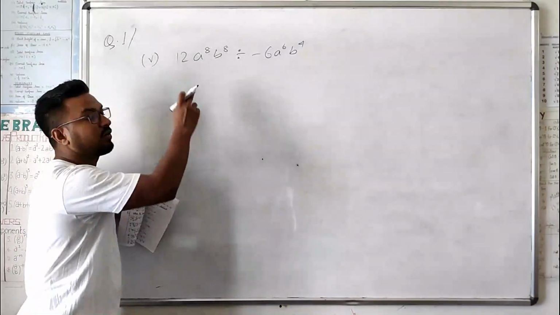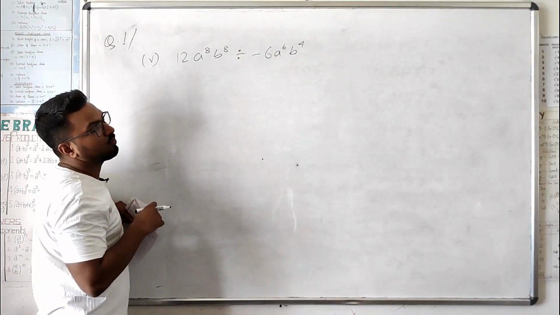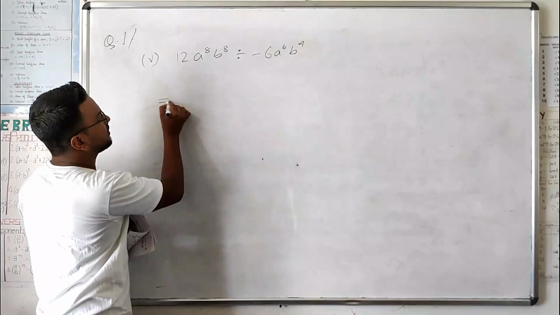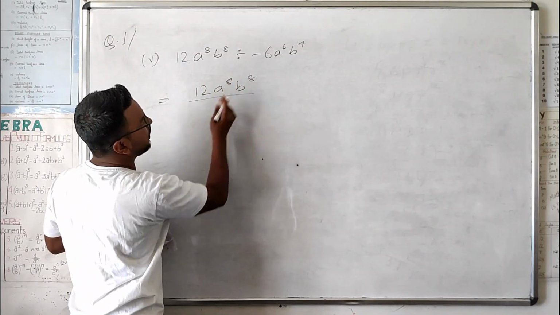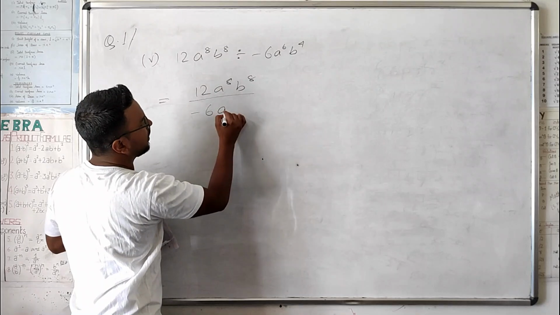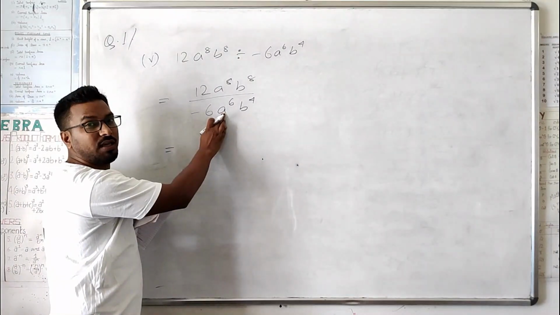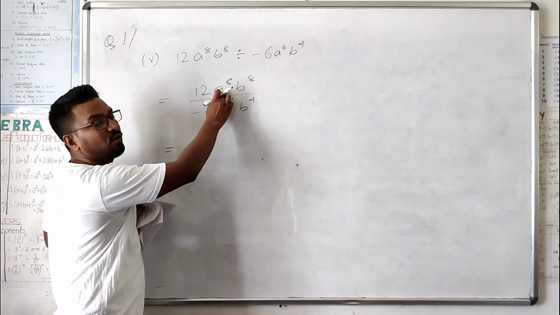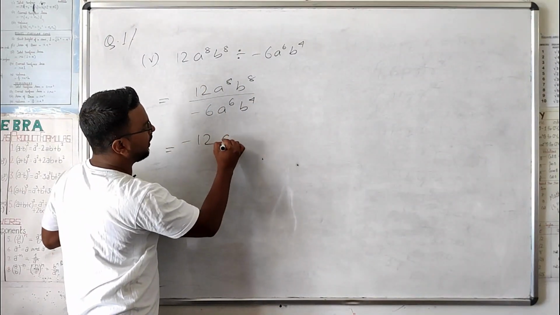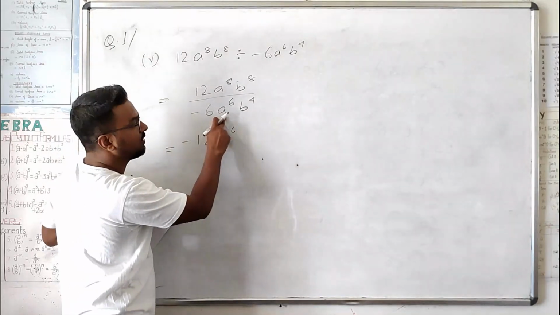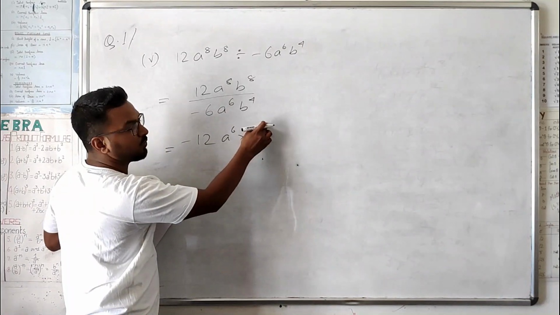Okay. So our next question is given, 12 a to the power 8 b to the power 8 divided by minus 6 a to the power 6 b to the power 4. So this can be written as 12 a to the power 8 b to the power 8 divided by minus 6, which is in the denominator, a to the power 6 b to the power 4. You know how many a is there? A to the power 6 and here a to the power 8. So you can convert it in this way also. This minus you take in the numerator, 12 a to the power 6, minimum is a to the power 6, right? Into, here 8 is there, so a to the power 2. A to the power 6 into a square.